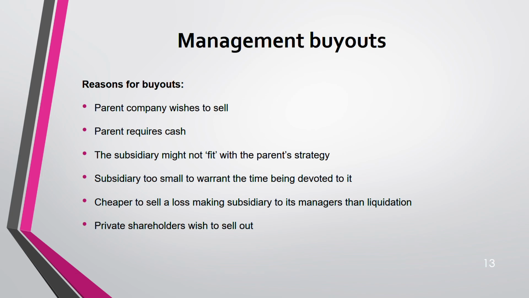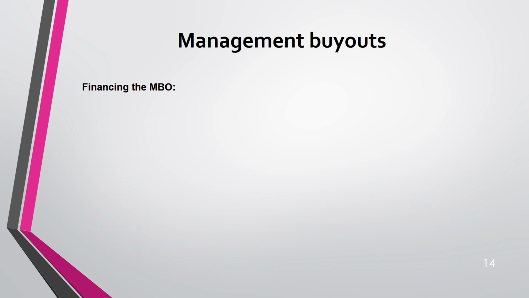Private shareholders wish to sell out. Yes. Liquidity and tax factor. Family succession problem. There might be issues with family succession. There might be no one as a successor, so you sell it to the manager, right? These are some reasons. You can give 3 or 4 reasons depending on the number of marks they ask for.